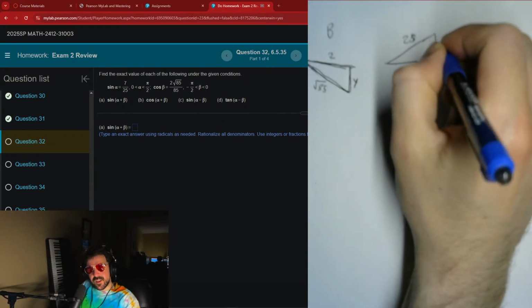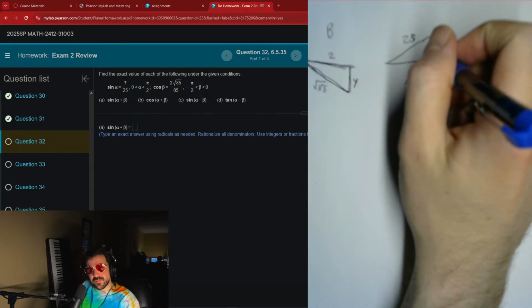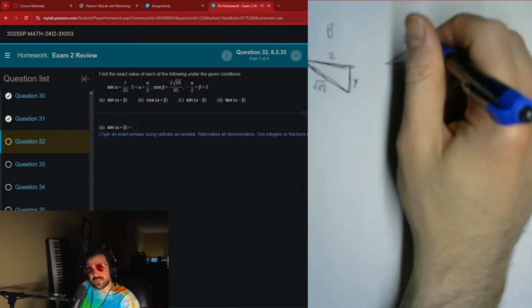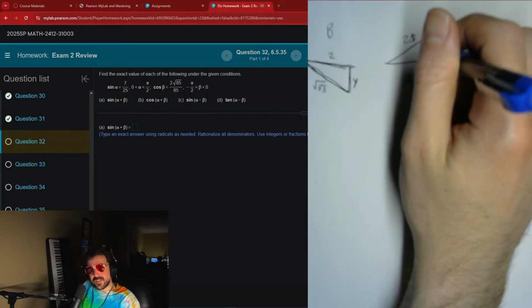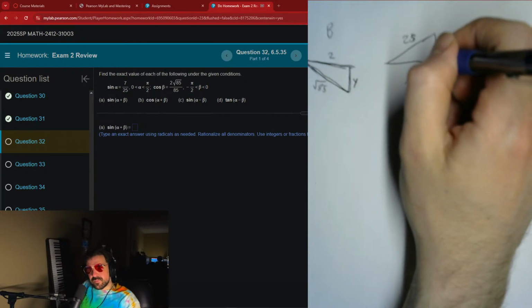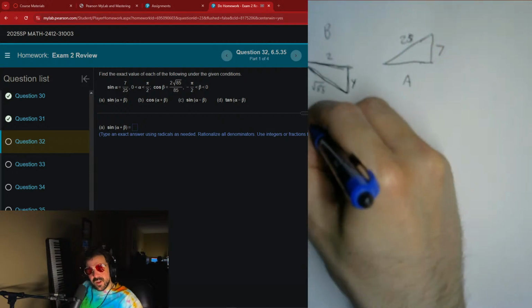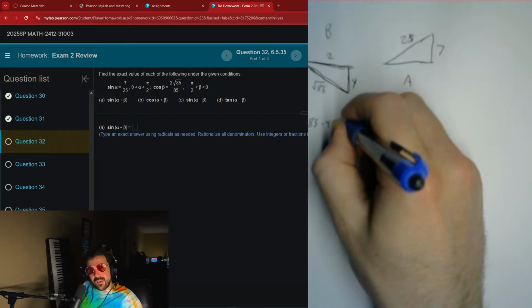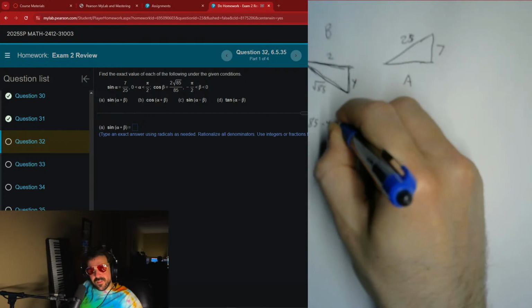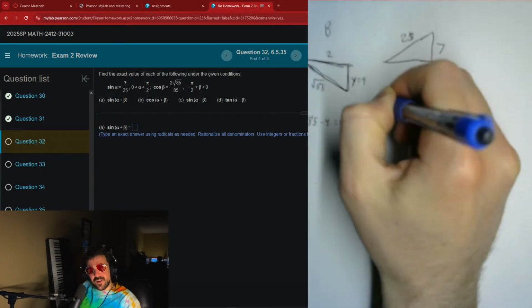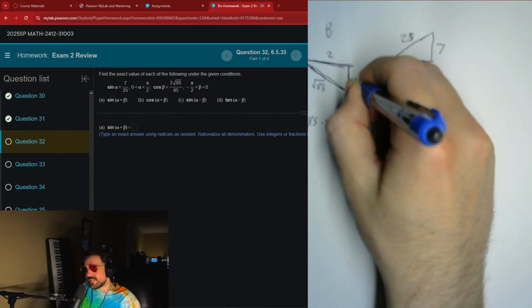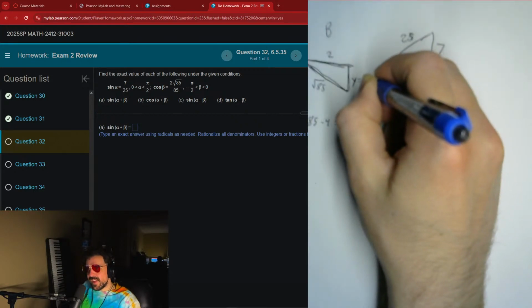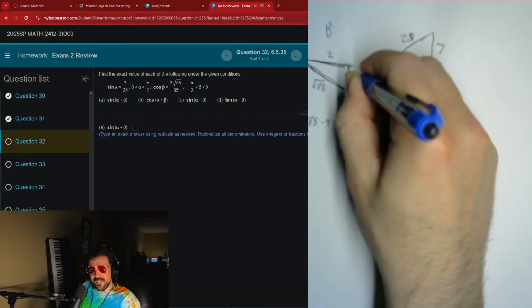This looks like a Pythagorean triple here. Maybe not though. So I've got to do 85 minus 4 equals, square root of 81 is 9, so y equals 9. Right. But it's negative, right? Yeah, it's negative. Negative 9.